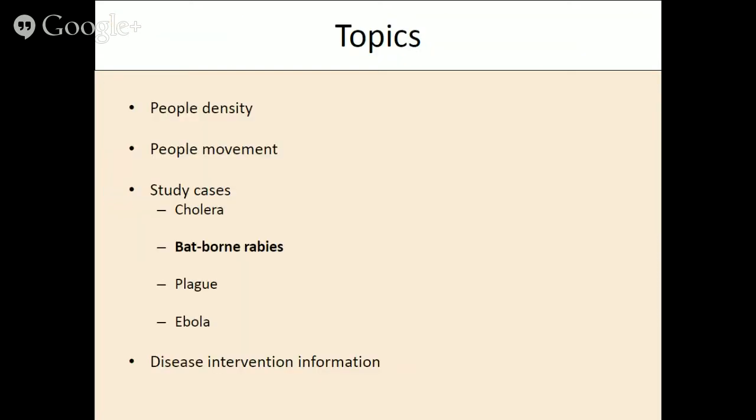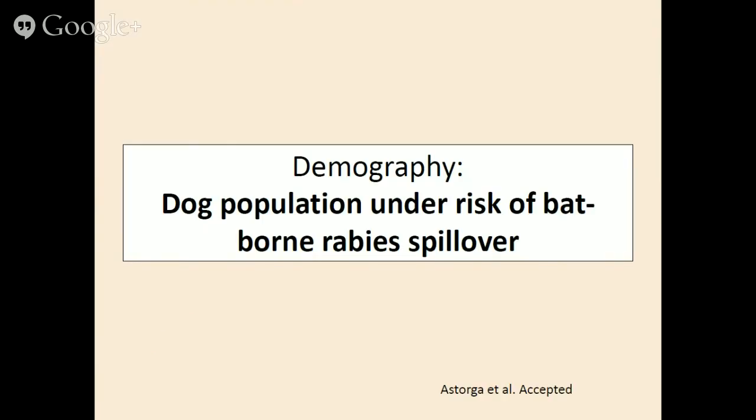Now let's talk a bit about bat-borne rabies. Here we add information about demography, but not demography of people. We are going to use dog population information to establish some areas of potential bat-borne rabies spillover. I mean, the potential for transmission from one species to another species.